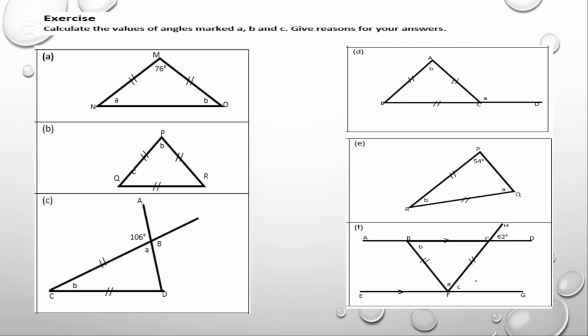So here I have exactly the same exercise again. You start by A and you work through all of them. If you have any problems, you just refer back to my explanation.